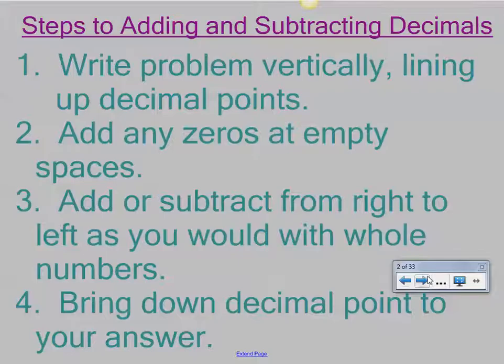So we have our steps that we're going to begin with here. These are our steps to adding and subtracting decimals. Step 1 says write the problem vertically, lining up any decimal points. The missing word is vertically. So we're going to write our problem vertically, lining up the decimal points. You should have added that word into your notes.